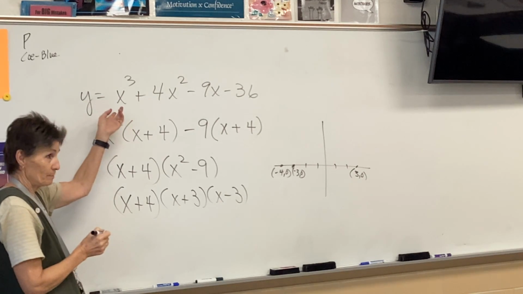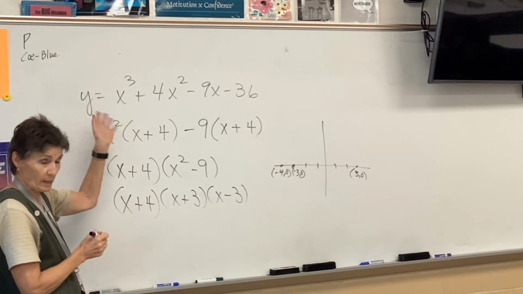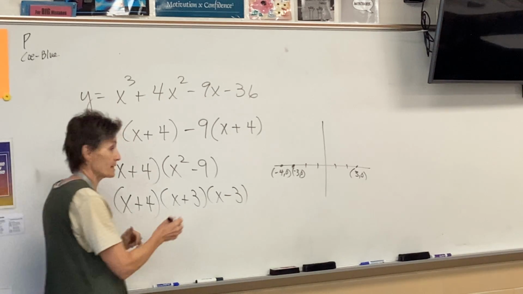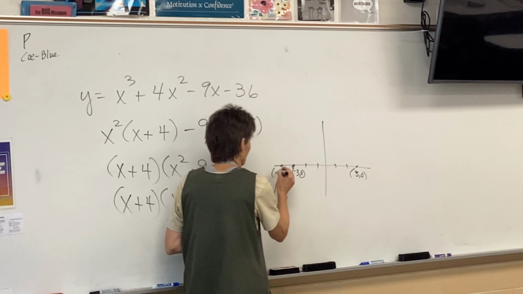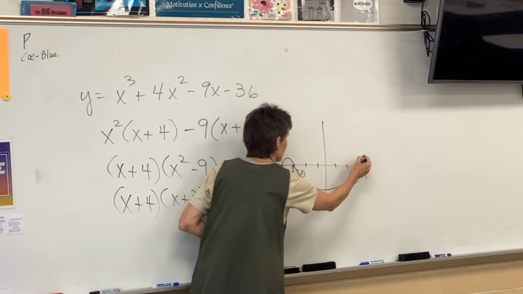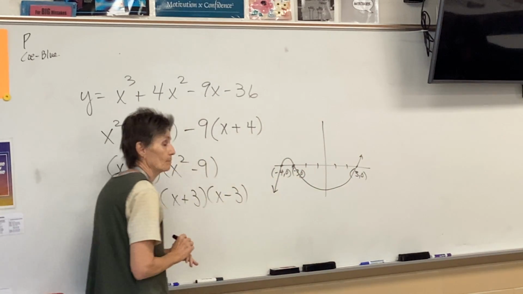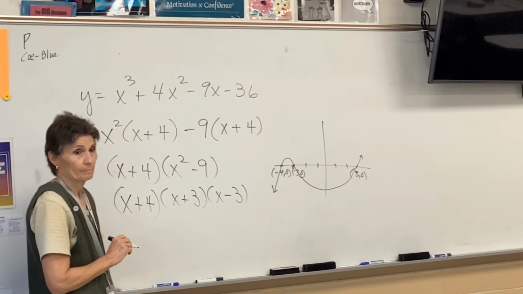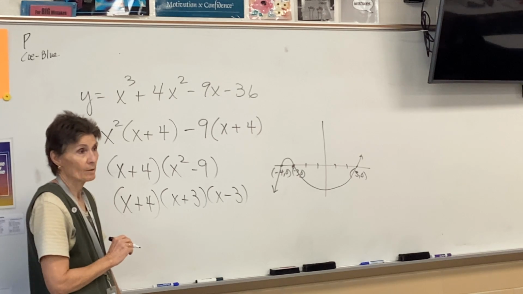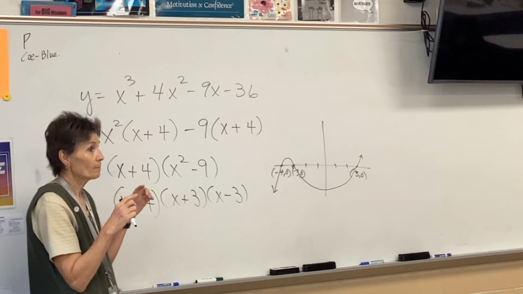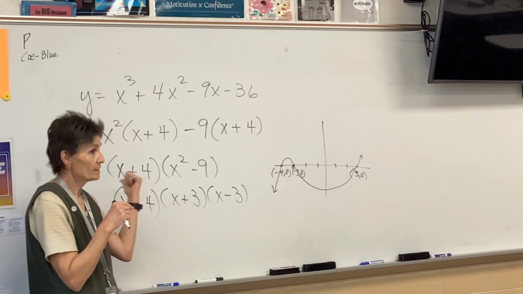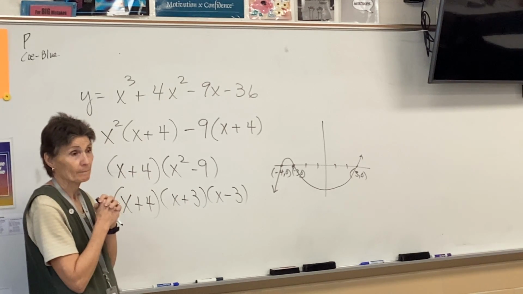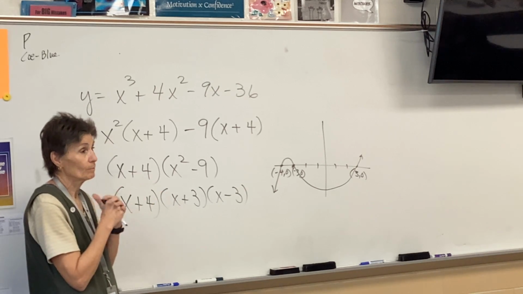It's x cubed again, no negative. So it starts down and just goes through each one. Okay, so what happens tomorrow? You get a half sheet of paper, one of these, you're gonna factor it and sketch it. Not tomorrow, Thursday.